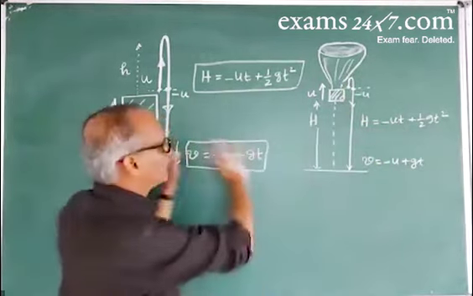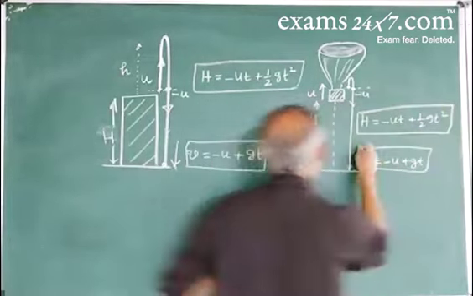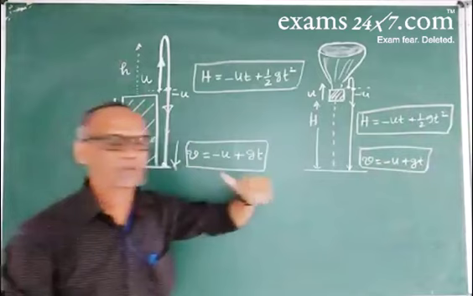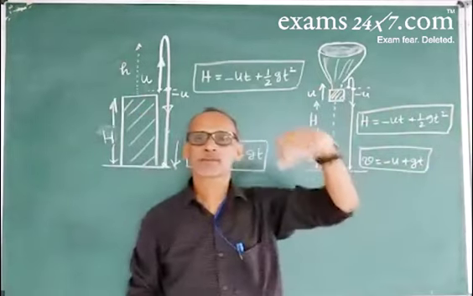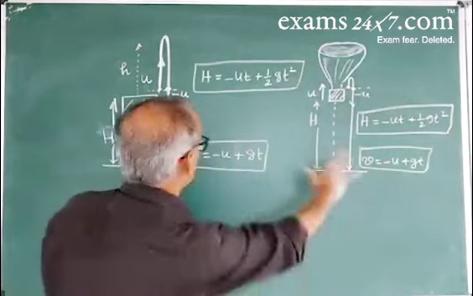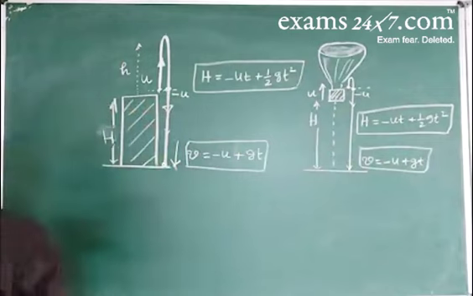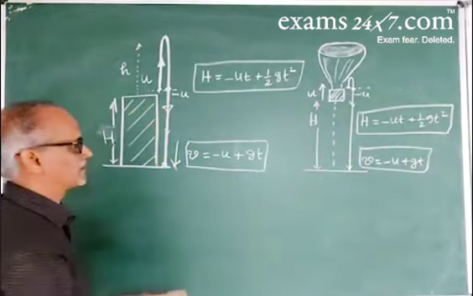So therefore, we use the same set of equations in both the cases. The only difference is, in the first case, the stone is thrown from the top of the tower, and in this case, the stone is dropped from a certain height. So two cases, identical formats of the equation, and definitely it's an important concept for the exam.